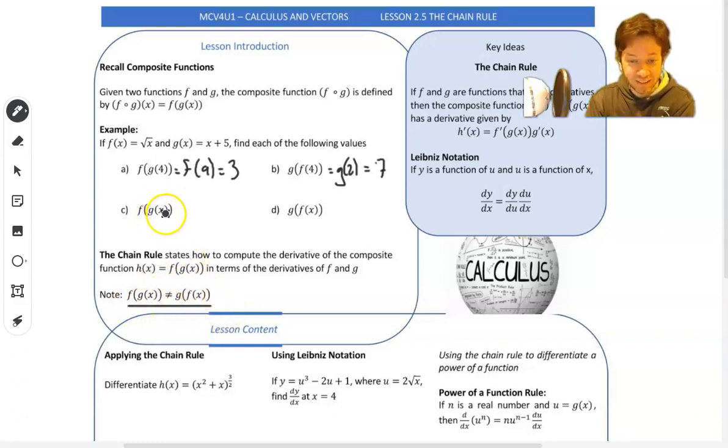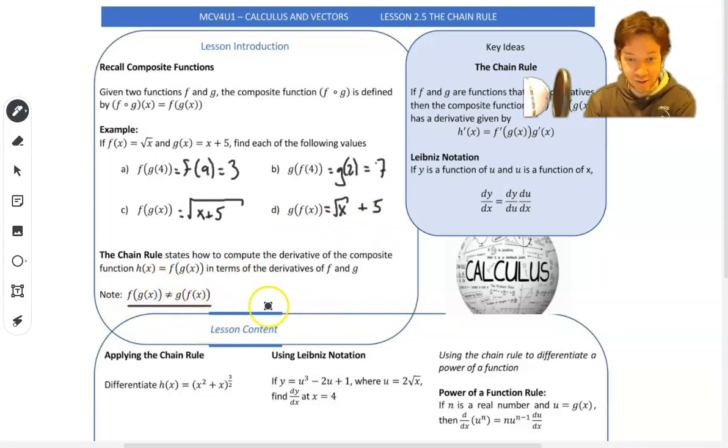And you can prove that if you just use x instead of any specific value, even though we just did prove it with a specific value. So substituting g of x, which is x plus 5, into f of x, we get the square root of x plus 5. But substituting the square root of x into g of x, all we get is the square root of x and then plus 5. So they are definitely different.